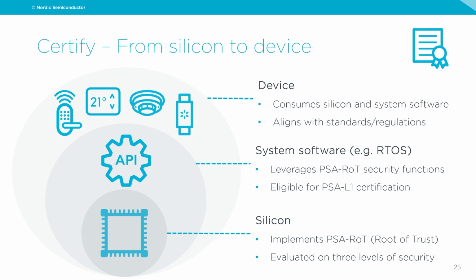And one thing that's really important to note here is that there is inheritance of certificates within the PSA certification scheme. So meaning that as a device manufacturer, if you select certified silicon and certified system software, you can inherit those certificates and evaluations conducted by the respective vendors when applying for your own PSA device certification. And that, of course, will reduce your own workload when it comes to device certification and accelerate your time to market.